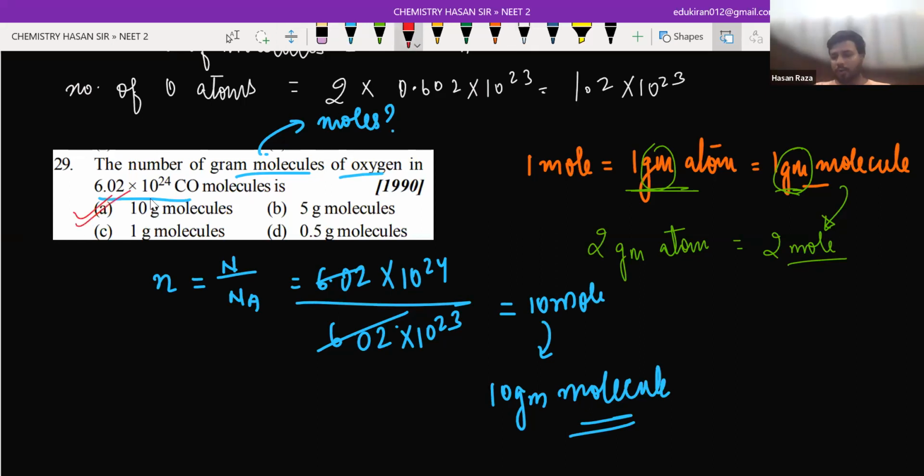This concept you need to take in your short notes, because right now you just know it, and after a while you will forget it. So please highlight this point. Okay.